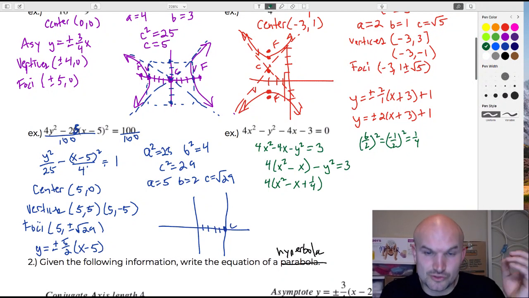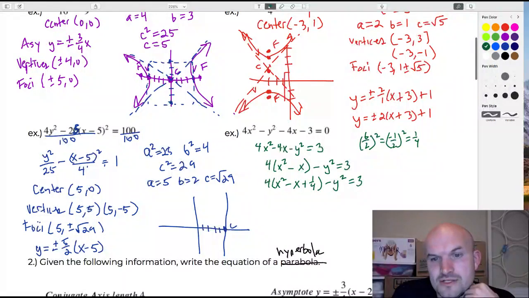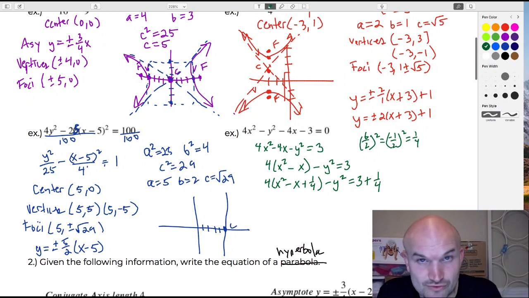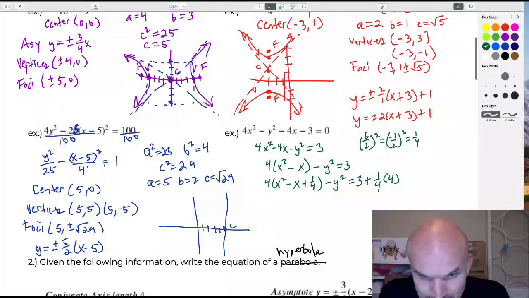But remember, you can only add a 1/4 to the left side if you add a 1/4 to the right side. So I'm going to add a 1/4 to the right side. But now be careful. You didn't really add a 1/4 to the left side. You added a 1/4 that's being multiplied by 4. So this one is going to be added by 4.